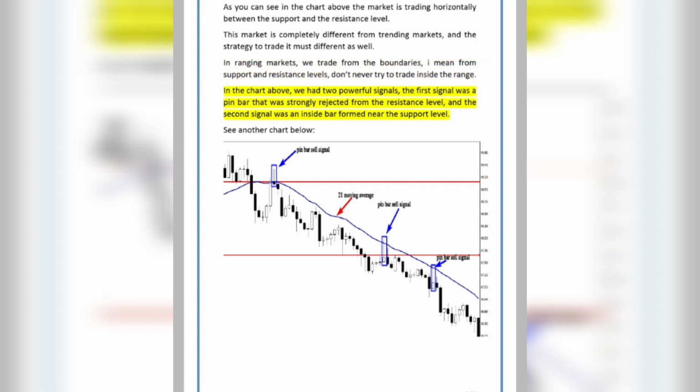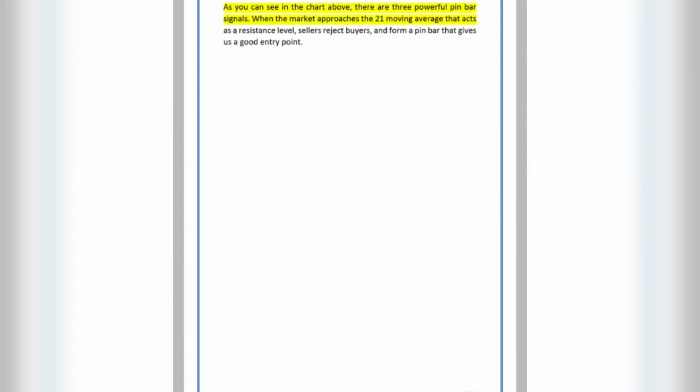In the chart above, we had two powerful signals. The first signal was a pin bar that was strongly rejected from the resistance level, and the second signal was an inside bar formed near the support level. See another chart below. As you can see in the chart above, there are three powerful pin bar signals. When the market approaches the 21 moving average that acts as a resistance level, sellers reject buyers and form a pin bar that gives us a good entry point.